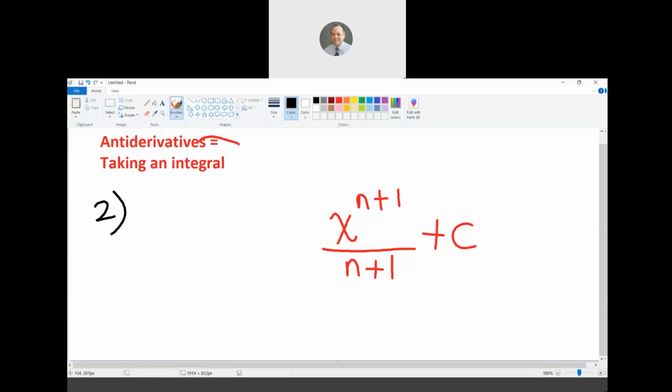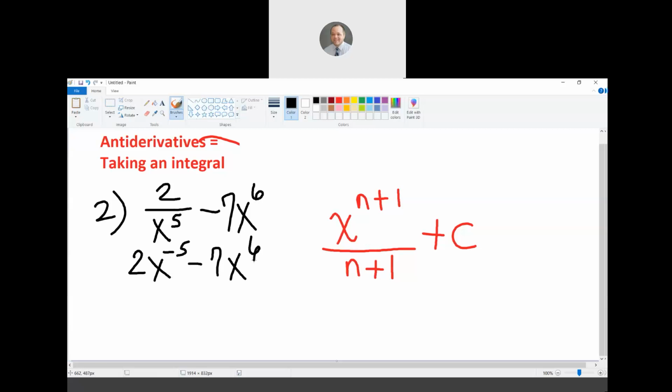So next example, we have 2 over x to the 5th power minus 7 x to the 6th power. Before we find the antiderivative, it's a good idea to rewrite that first term as a negative exponent. So that will actually be 2x to the negative 5th power. Now let's use our rule over here to the right and undo everything.